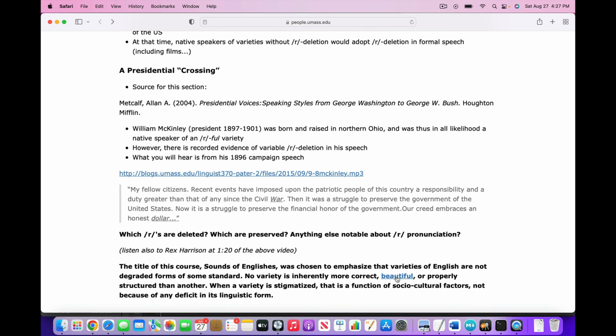So no variety is inherently more correct, beautiful, or properly structured than another. When a variety is stigmatized, that is a function of sociocultural factors. It's not because of any deficit in its linguistic form.